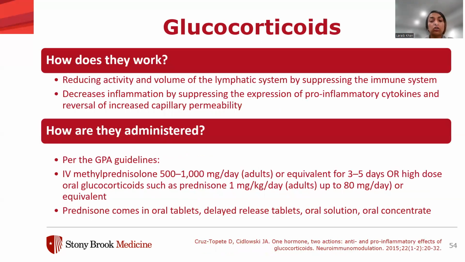And then how do glucocorticoids work? They decrease inflammation by suppressing the expression of pro-inflammatory cytokines, and they also reduce the activity of the lymphatic system. So all of it leads to suppression of the immune system.